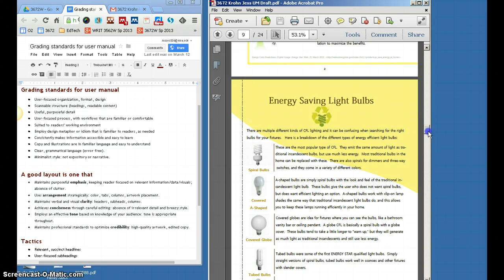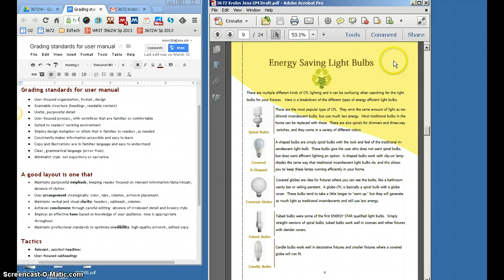Energy saving light bulbs, nice header, and then obviously illustrations on the left. So once again, the kind of simplicity that Jess has achieved here. It looks simple, right, because it's so simply laid out and the information is so easy to absorb. I'm not assuming that it was easy or simple to arrive at this.